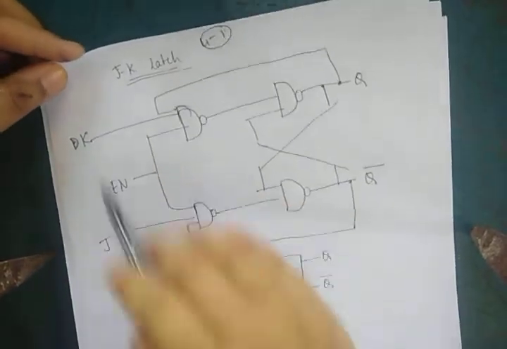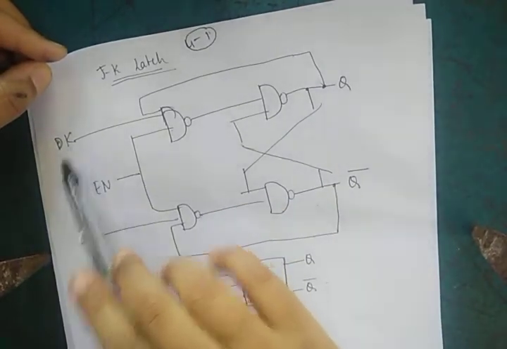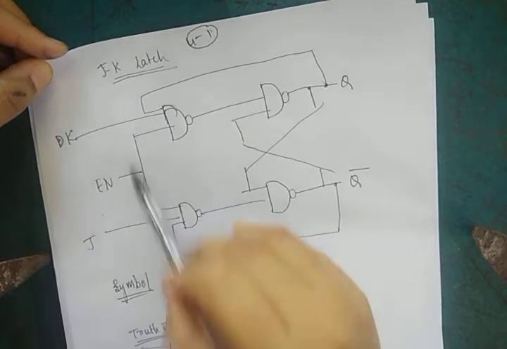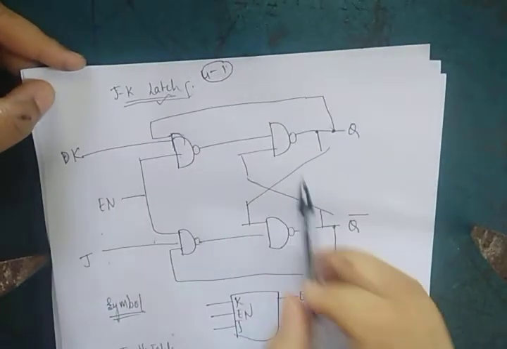Coming to the next, JK. The truth table will be the same; the difference will be only slight, with the diagram. Here also, as you see, we have NAND gates for K and J. Here I have an enable, because I'm using a latch. Latch means enable only. But a slight difference is here.